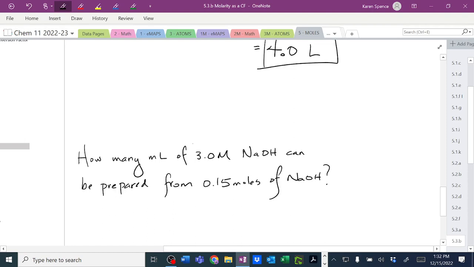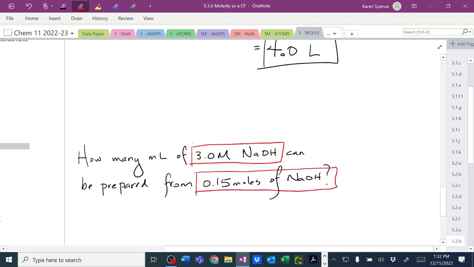3.0 molar NaOH is one of our numbers. We also have 0.15 moles of NaOH, that's another number. And we have how many milliliters? First of all, which of those is the unknown? The milliliters, that's our unknown. Now you have 2 other numbers. One of them is the initial quantity and one of them is the conversion factor. How do you know which is which?